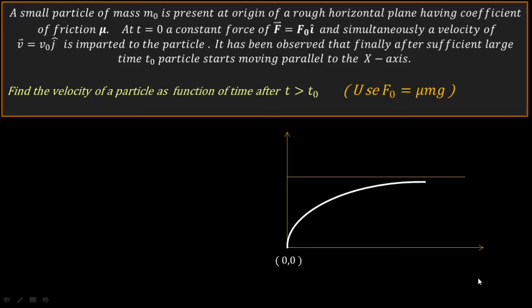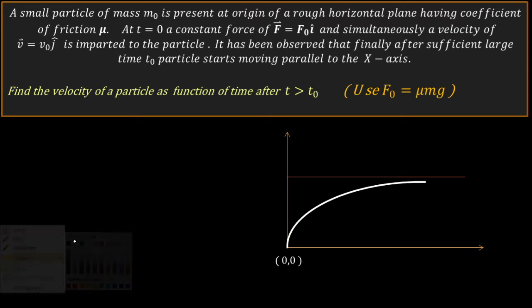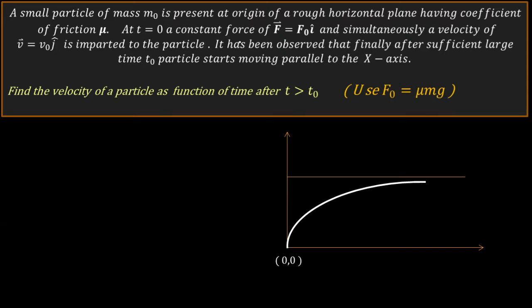Hello, students. This is an interesting question. It says that a small particle of mass m0 is present at the origin of a rough horizontal surface plane having coefficient of friction mu. At t equal to 0, a constant force F = F0 i cap, which is along the horizontal, acts, and simultaneously a velocity of V0 j cap is imparted to the particle.